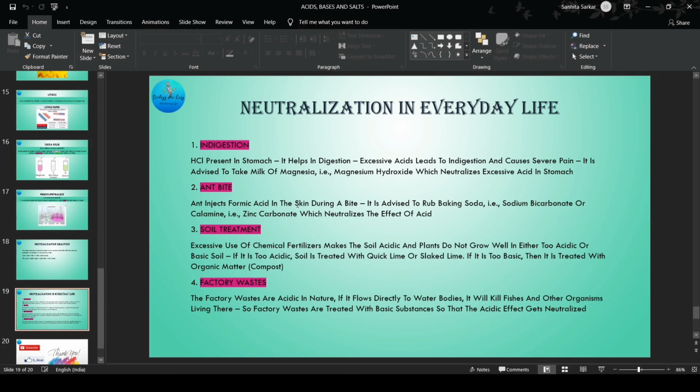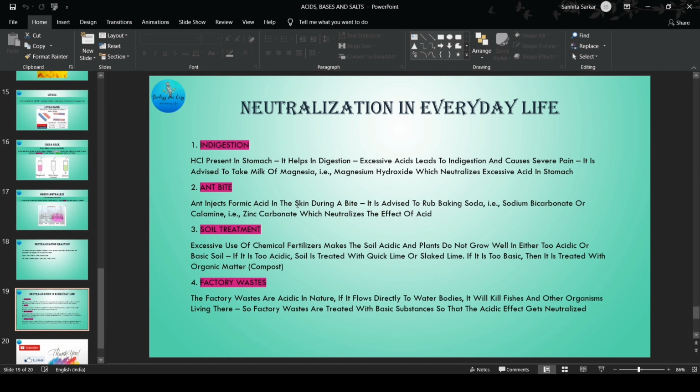The second example is ant bite. When ants bite us, they inject what? Formic acid in the skin. So it is advised to rub baking soda, which is also known as sodium bicarbonate, or calamine, which is also known as zinc carbonate, which neutralizes the effect of acid.